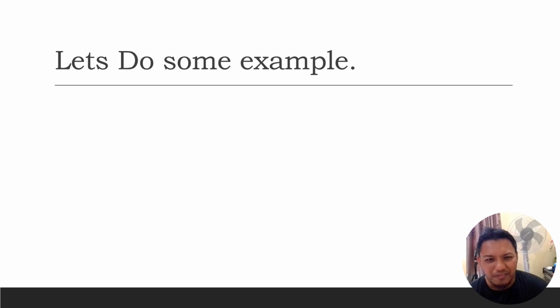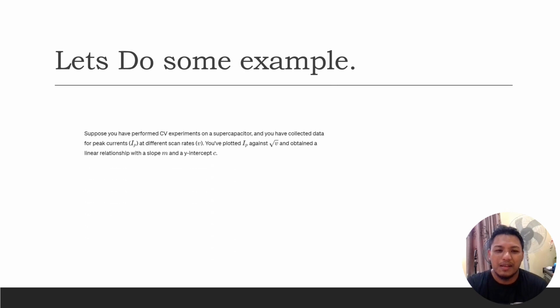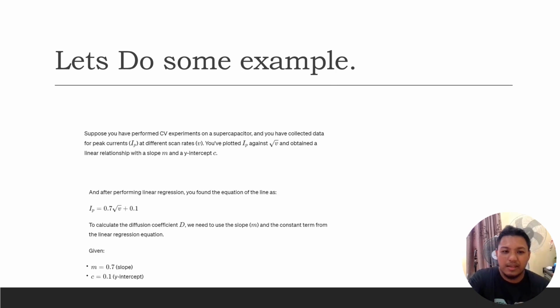You might be curious, a lot of equations, a lot of terms, so let's do some examples. For example, we already ran the cyclic voltammetry and plotted Ip versus scan rate to the power half. We draw the linear regression and after you get it, you determine the value of the slope. For example, in this case, 0.7 and the y-intercept 0.1. You need to do your experiment and find the values.